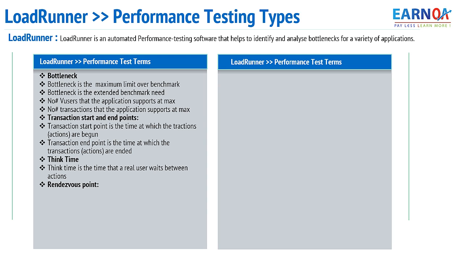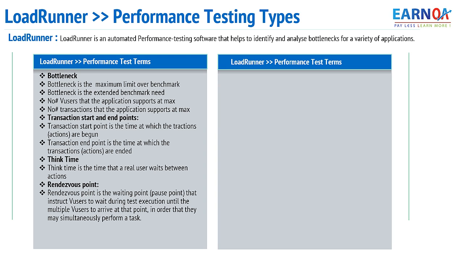And then the next one is the rendezvous point. What is this rendezvous point? A rendezvous point is a waiting point where LoadRunner instructs all the virtual users to wait at a point until everybody reaches that point. From there, they can continue to simultaneously apply load on the system. So that point is known as the rendezvous point.